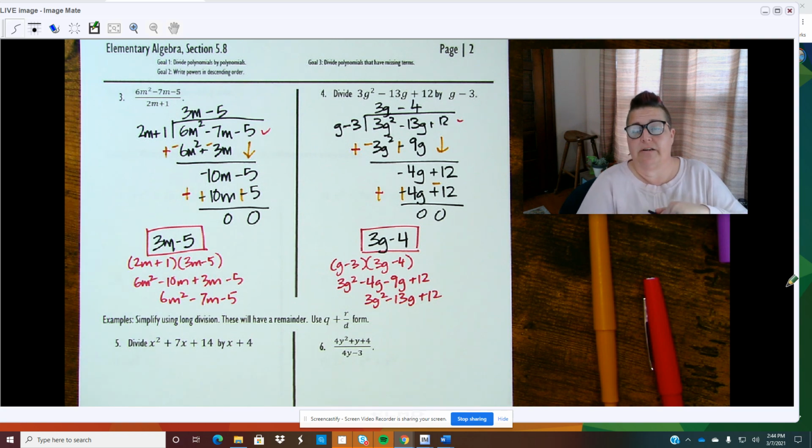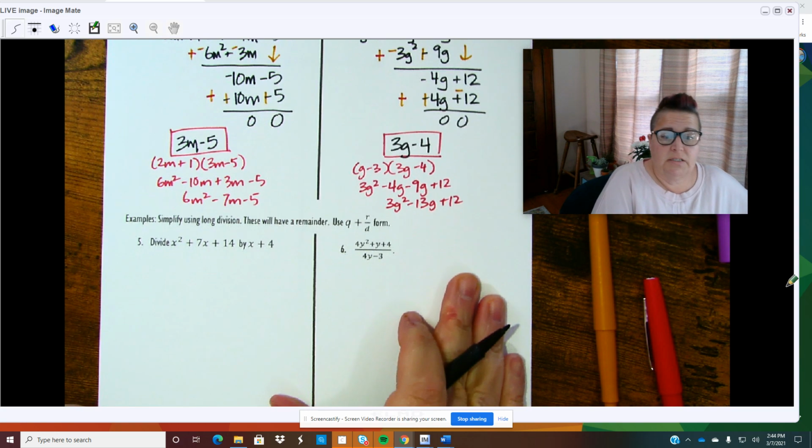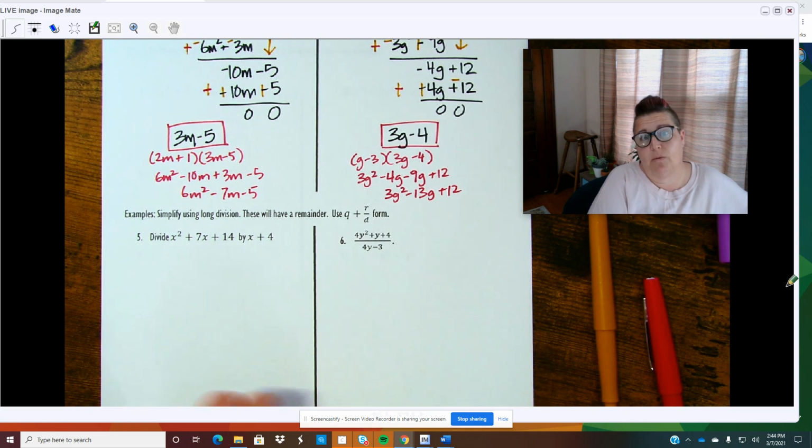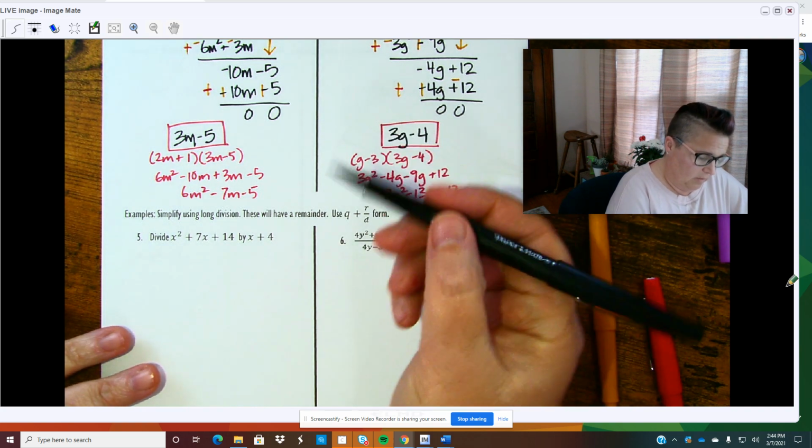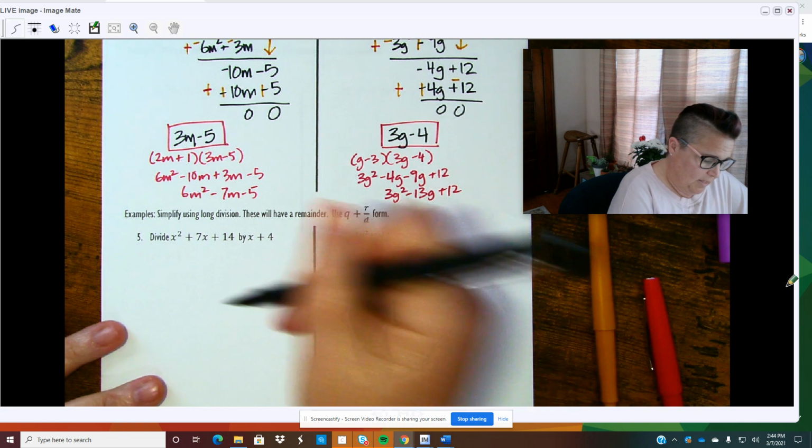What if we have a remainder? These next couple of examples are going to have remainders. So when you see q plus r over d form, that means that you will have a regular looking polynomial and then you will have a remainder hanging on. And that remainder needs to go over the divisor. Okay, what does this look like?